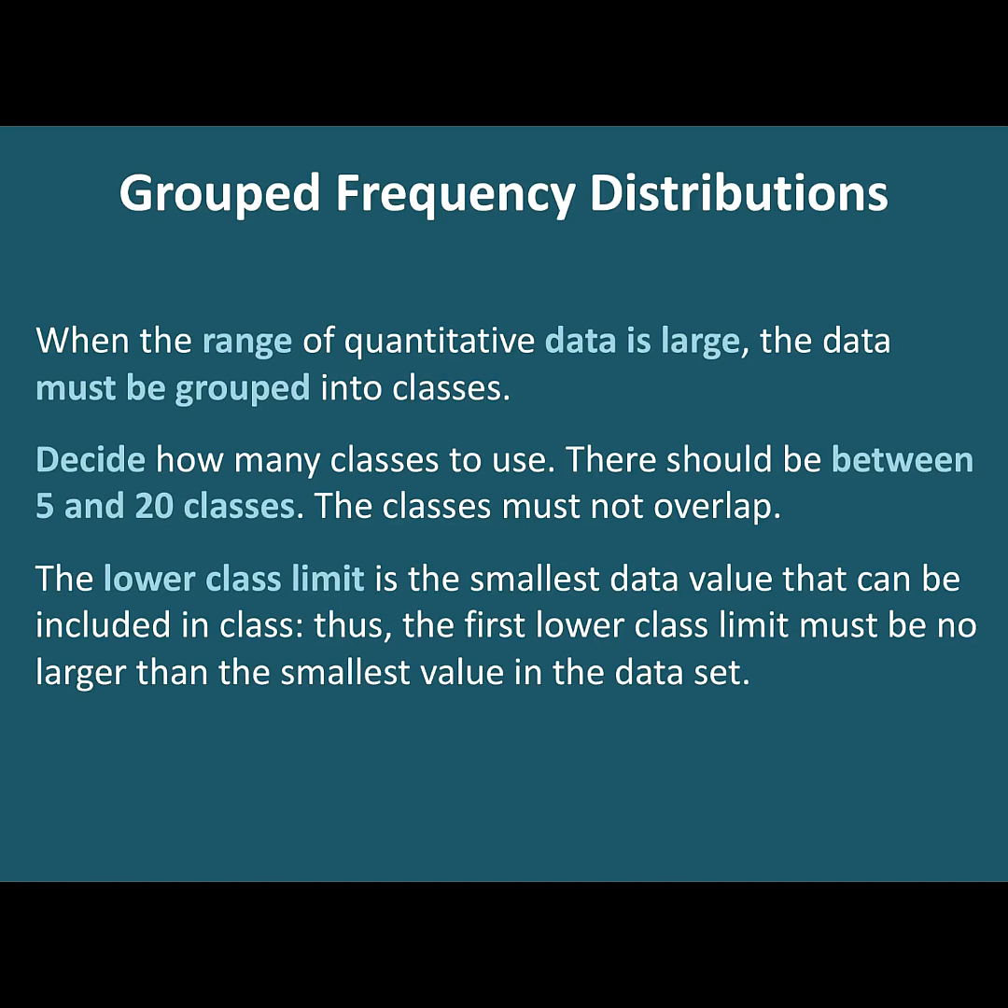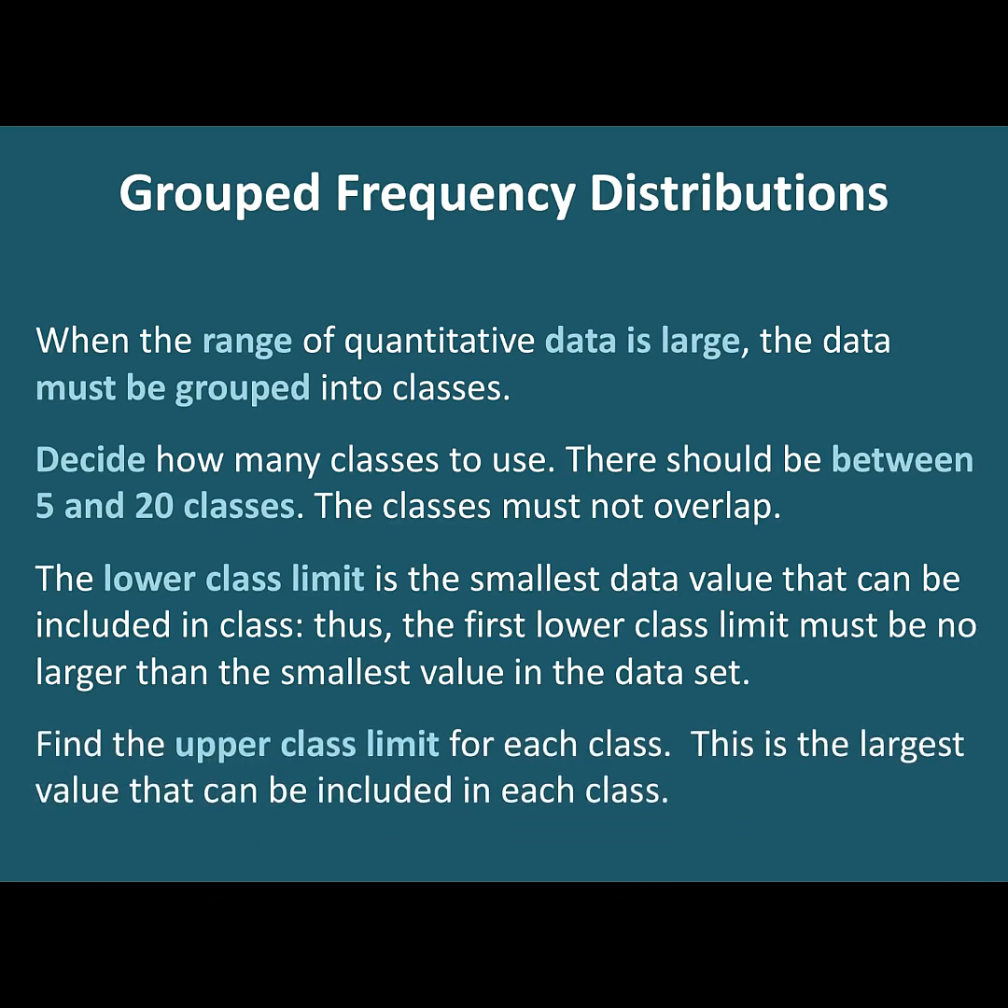The lower class limit, again, is the smallest data value that can be included in the class. Thus, the first lower class limit must be no larger than the smallest value in the data set. Also, find the upper class limit for each class. This is the largest value that can be included in each class.